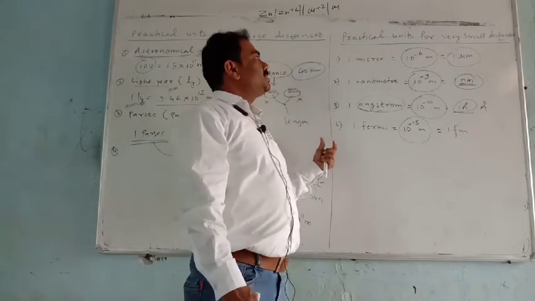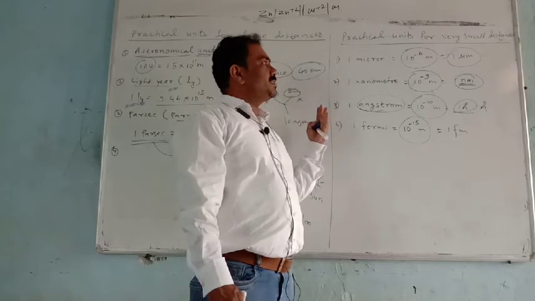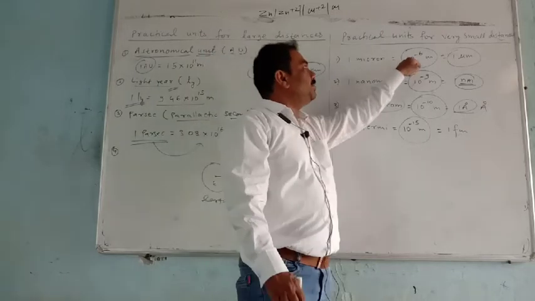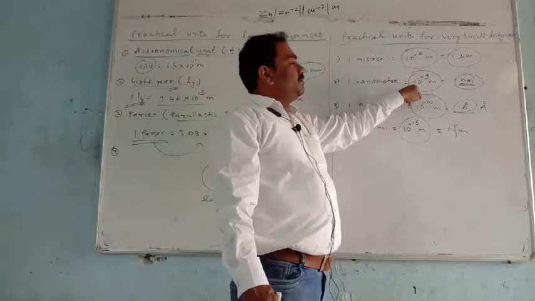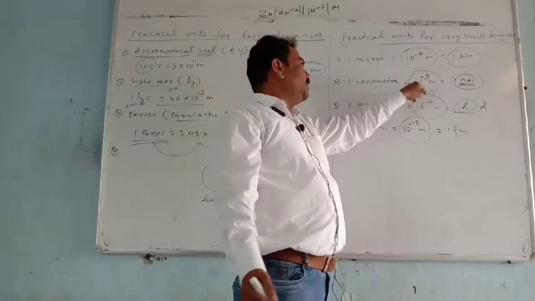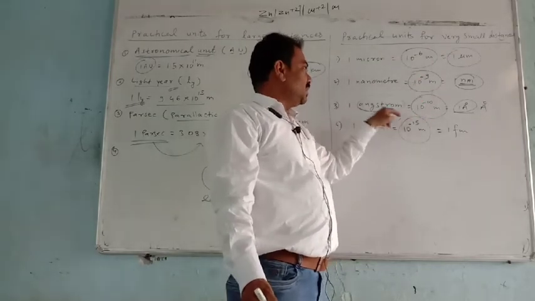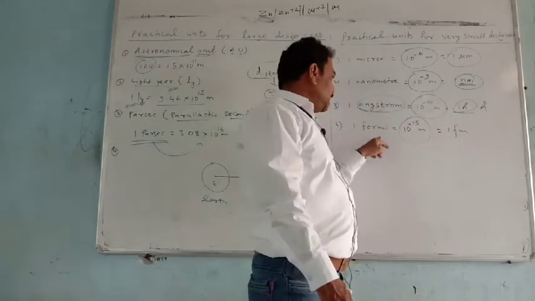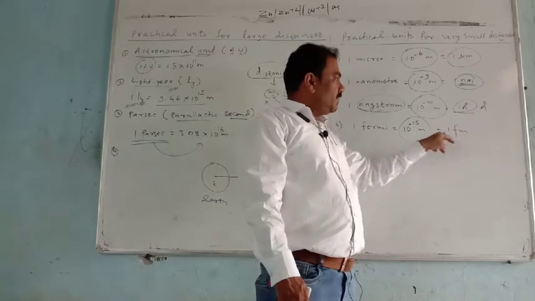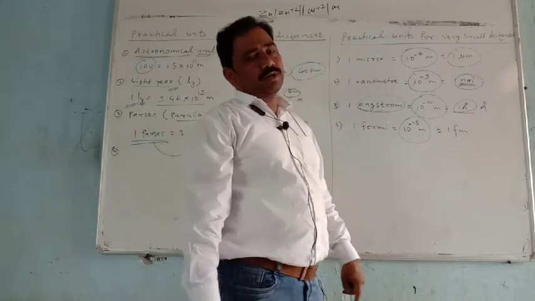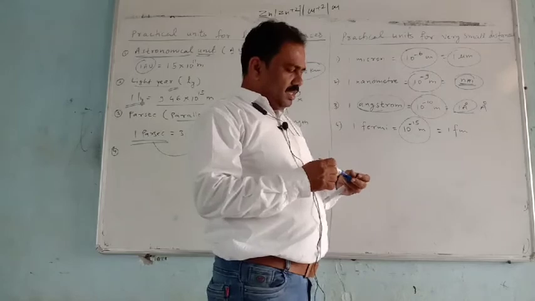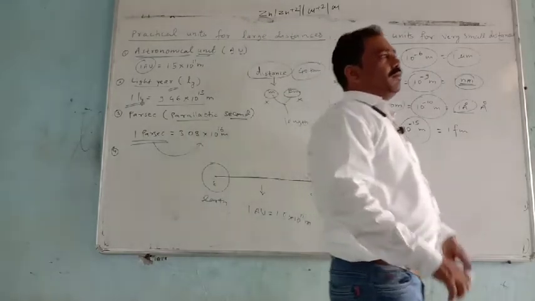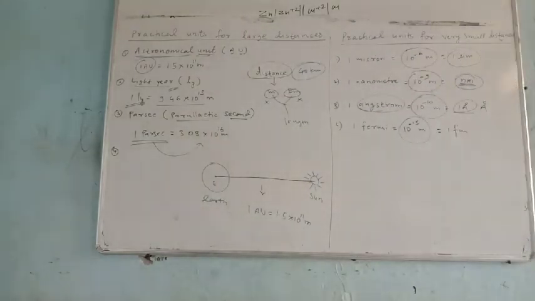So for small distances, if the distance is in micron, then you can take 10 to the power minus 6. If the distance is in nanometer, then you can take 10 to the power minus 9 meter. If it is in angstrom, then 10 to the power minus 10 meter. Then 1 Fermi, you can take 10 to the power minus 15 meter. So these are the units for measuring very small distances.